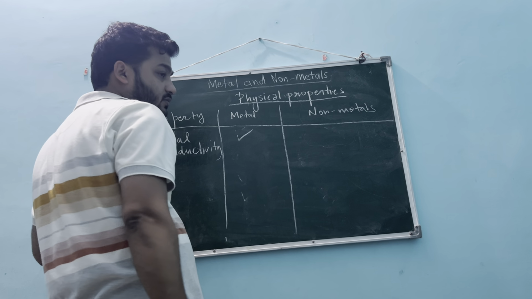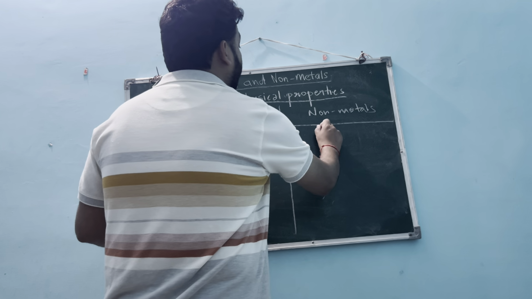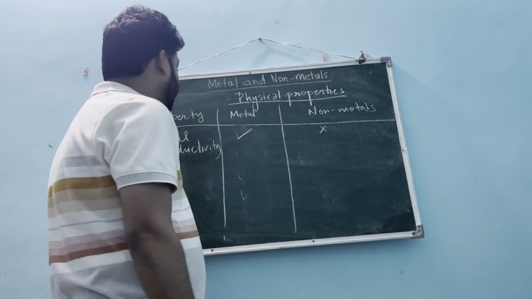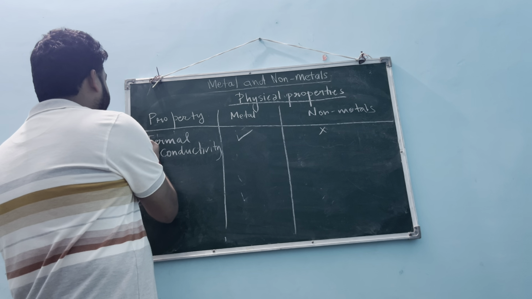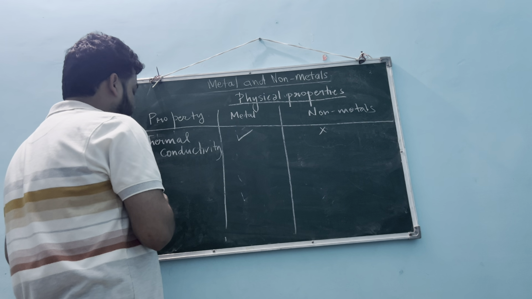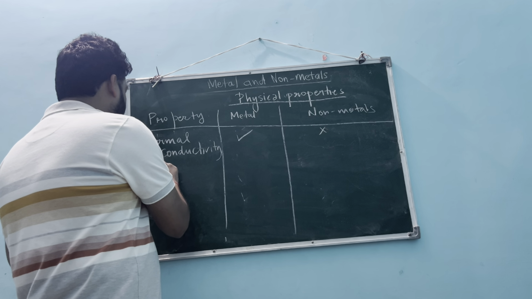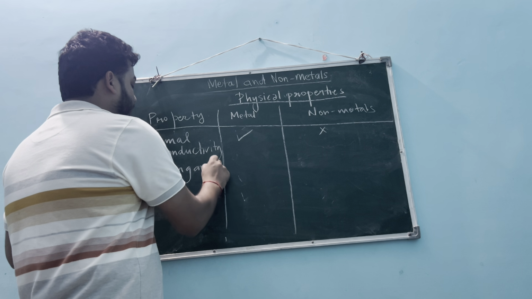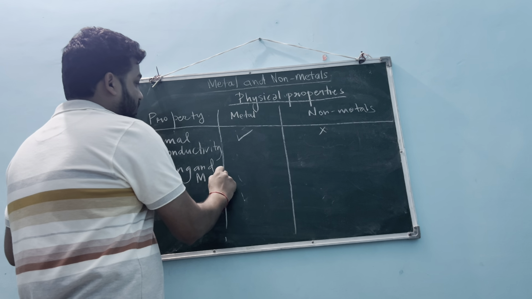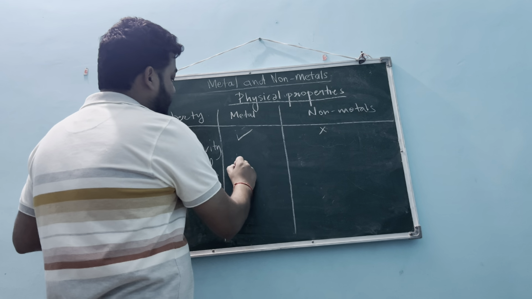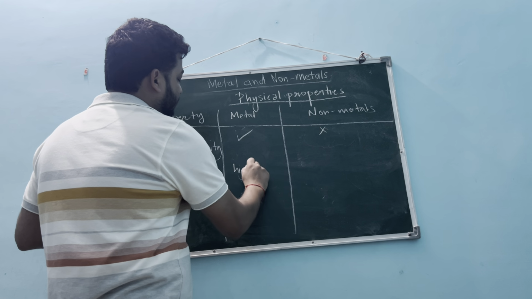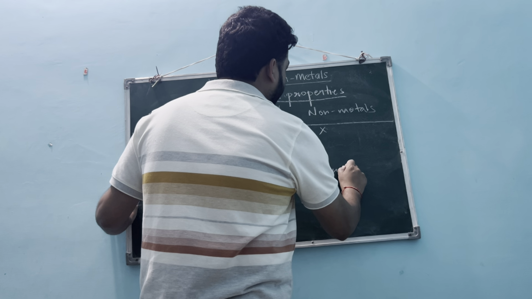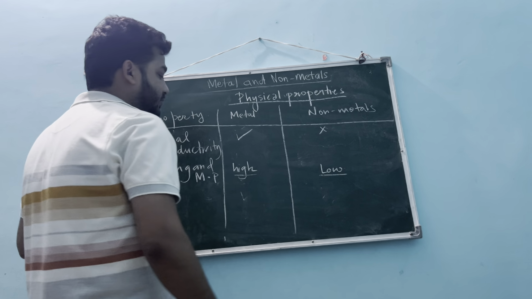Metals can conduct heat, but non-metals cannot. Then the sixth property will be boiling and melting point. Generally, metals have high melting and boiling points, and non-metals have low melting and boiling points.